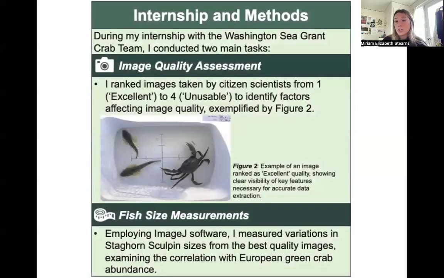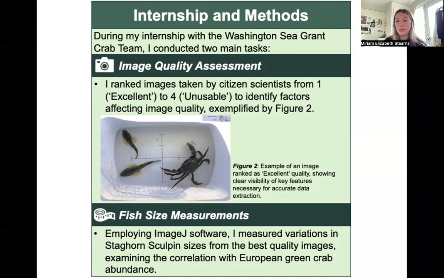So to answer these questions during my internship with the Washington Sea Grant Crab Team, I focused on two key tasks. The first one being image quality assessments, where I evaluated the quality of images taken by citizen scientists. Each image was ranked 1 to 4, with 1 being excellent and 4 being unusable. This ranking helped identify common issues that could affect image quality. In Figure 2, you can see an example of an image quality of excellent.